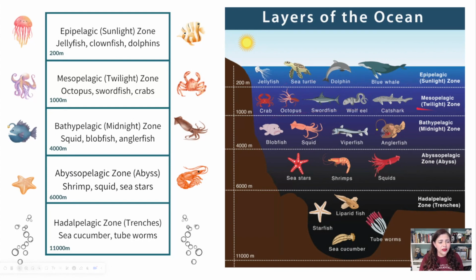Then we have the twilight zone, not so much sunlight, right? And the animals that live here, which is called the mesopelagic zone. Then we have the bathypelagic zone. This is where we have anglerfish and squid and blobfish. And then a little bit deeper, we have the abyssal pelagic zone, or the abyss. It's getting pretty deep here. And then the very bottom, we have the hadopelagic zone, which is in the trenches, the very deepest part of the ocean. We're going to have sea cucumbers and tube worms and some starfish that live down here.